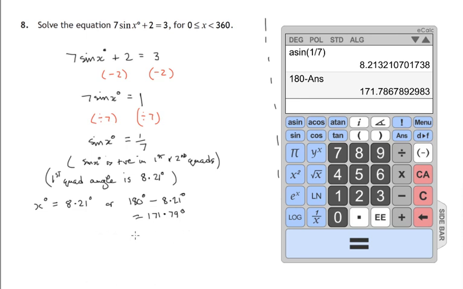So these are the two answers. Normally, since there's no evidence of what they're requiring for accuracy, usually for degrees you'd give it to 1 decimal place. So the solution is x equals 8.2 or 171.8, and that's to 1 decimal place. So that's our two values for x, solving this equation.